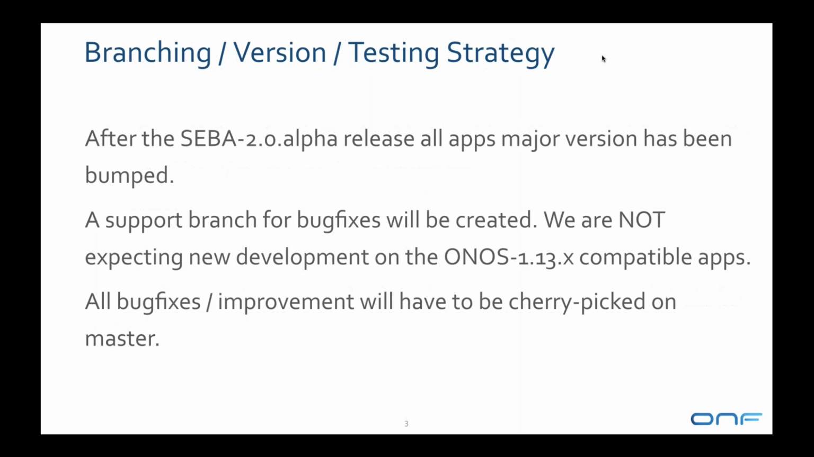So very simple, what we are proposing is to create a 1.13.x support branch for the ONOS apps, starting from when we tagged them for SEBA 2.0, and move master to be built on Java 11, bumping the major version in the application. This will mean that whoever is still working on the 1.13 compatible application and creating bug fixes and new features in there will have to cherry pick those changes in master.